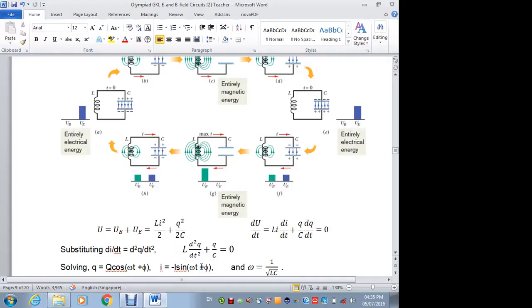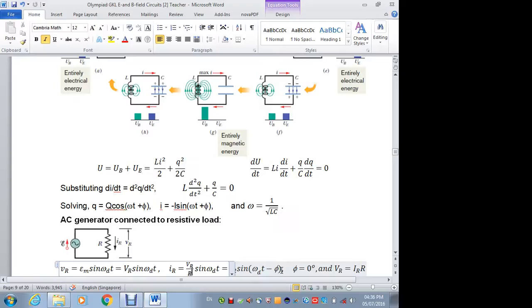Then omega will be 1 over root LC, right? If you try and compare the terms, you get omega equals 1 over root LC. You can try it yourself. It's a practice. Now, this omega has a special meaning. It's called the angular frequency, which is related to 2 pi f. So it's equal to 1 over root LC.